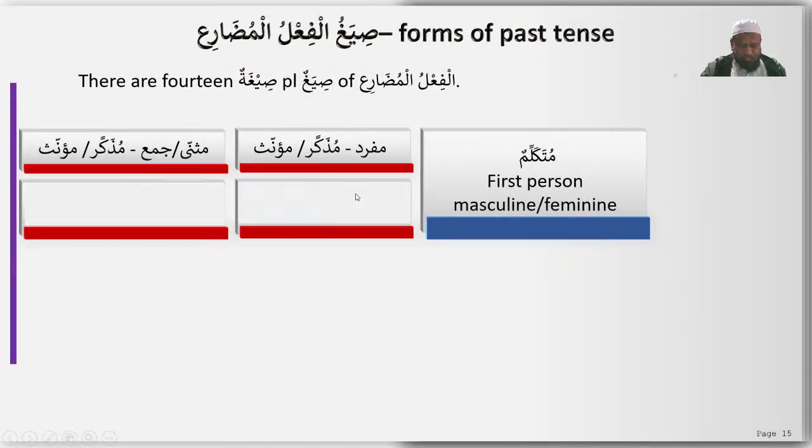For مفرد متكلم, أرد. جمع متكلم, نرد. أرد, نرد. Okay, so these are the sigas of al-fi'l al-mudari.